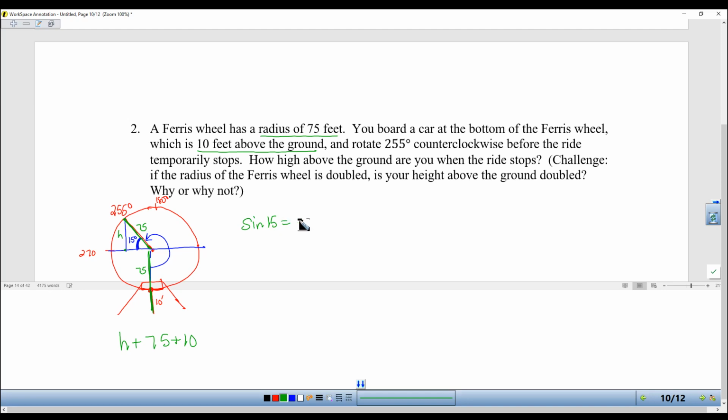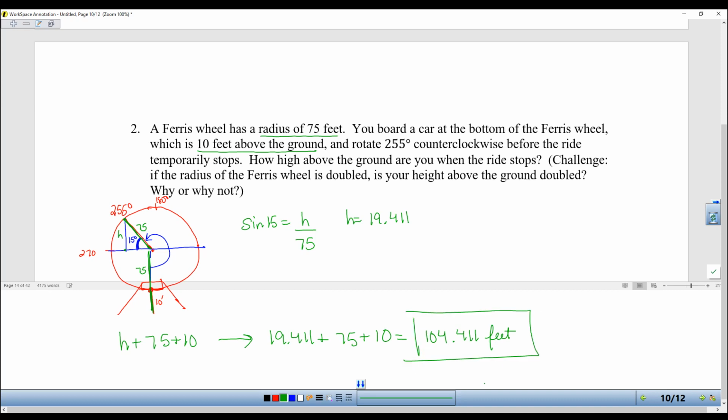Sine of 15 degrees is opposite over hypotenuse. I use my calculator, and I get h is equal to 19.411. Make sure your calculator is in degree mode. And therefore, I can add that here, 19.411 plus 75 plus the 10 feet off the ground. And at that moment in time, when the Ferris wheel stops, you are 100 feet off the ground. So there's a problem that really puts it all together.